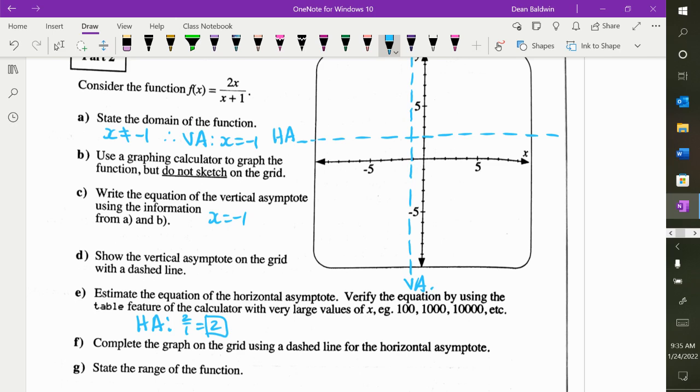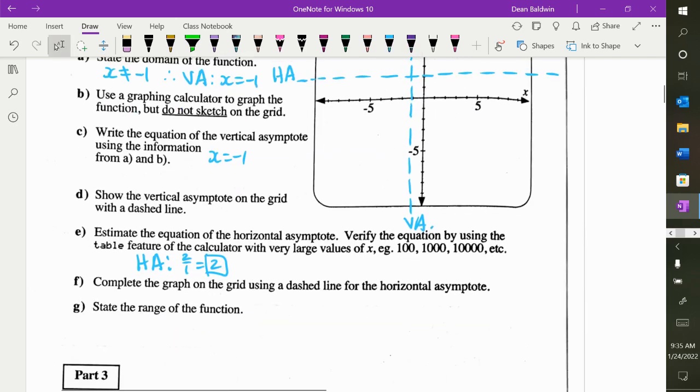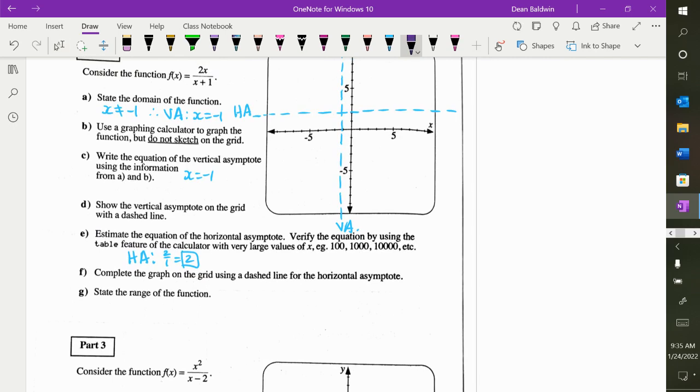Now, you test points. What's the easiest point in the world to test? 0. If 0 is in your domain, that's the easiest point. So if I test x equals 0, I get y equals 2 times 0 over 0 plus 1, which is 0 over 1. Can you do that? You can divide 0 by anything, it's 0. So there's a point at (0, 0). Now, if you can't touch a vertical and you can't touch a horizontal, what's the only thing the graph can do?